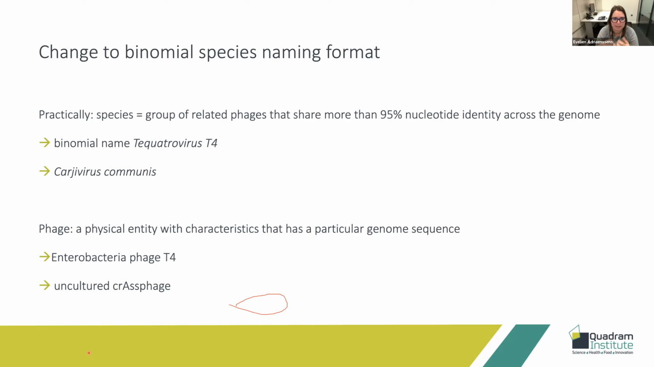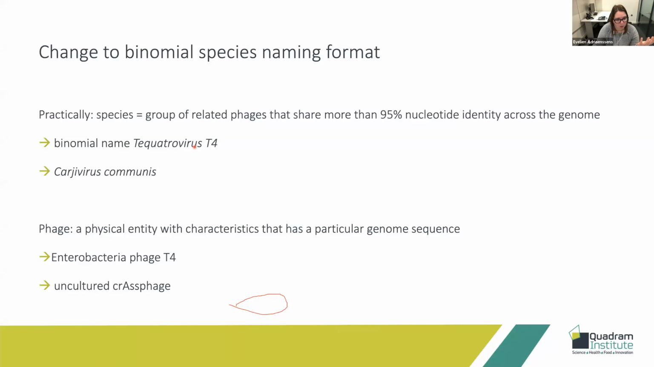So for that group, let's say Enterobacteria phage T4, which is also known as Escherichia phage T4 or phage T4 or T4, is assigned to the species T. quattrovirus T4. This binomial name consists of the genus name and then a species epithet. That species epithet can be anything as long as it's one word and only uses letters of the traditional Latin alphabet and numbers. So in this case, T. quattrovirus T4.